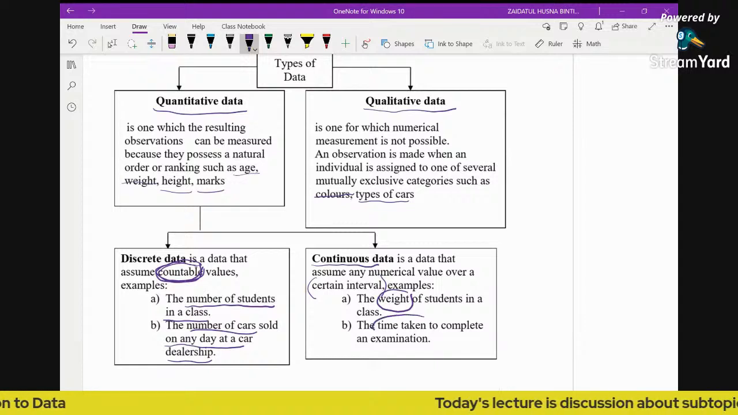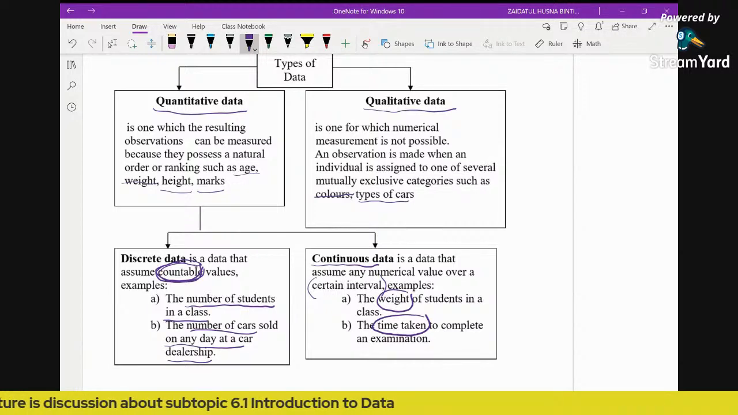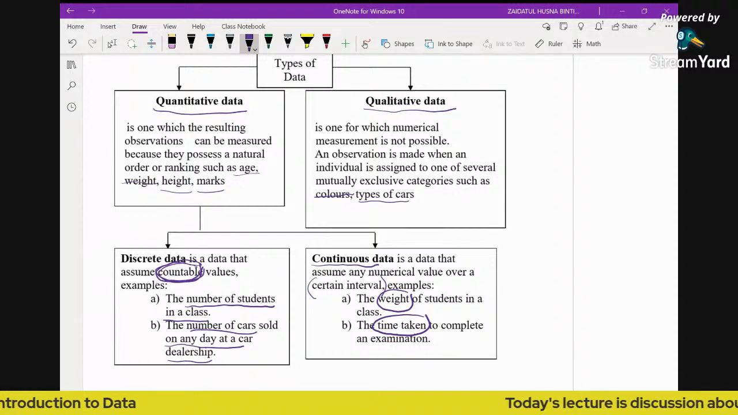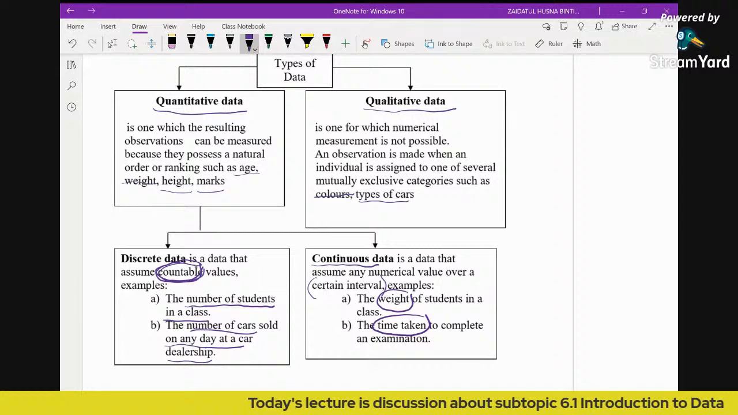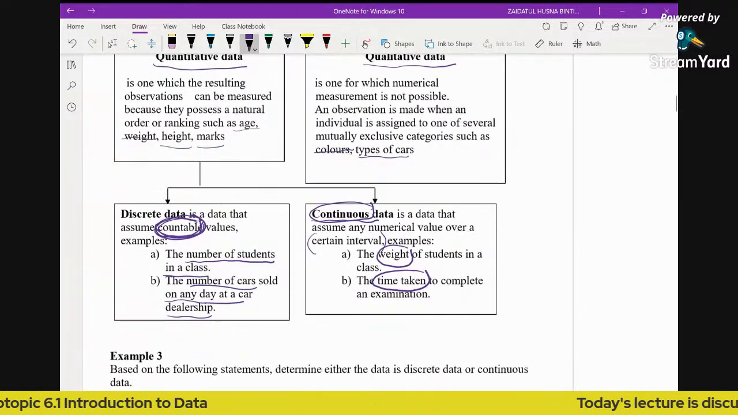The same thing also applies to time taken. We can also express time taken in decimal. And for example, temperature can also be represented in decimal. So basically the difference between discrete and continuous is that discrete is a countable value while continuous is not. Continuous is just the opposite of discrete.